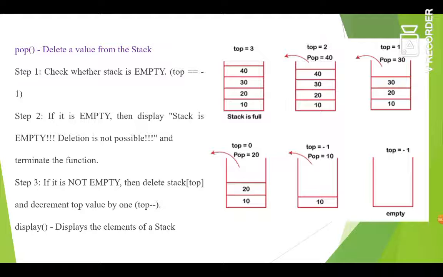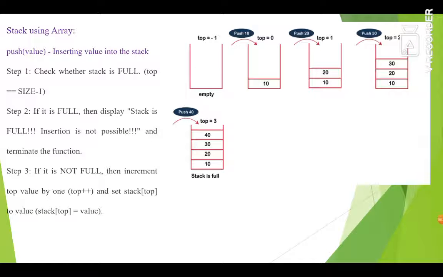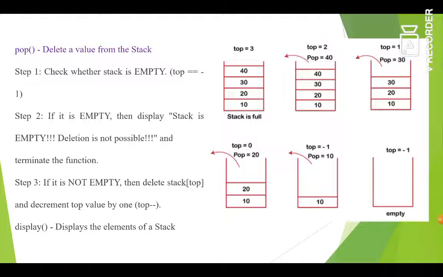Similarly, to perform a deletion operation, again 3 steps are used. Before deleting an element, we have to check whether it is an empty stack or not. So how can we check for an empty stack? If top is equal to -1, it implies that it is an empty stack. If the stack is empty, you cannot remove any elements because the stack does not contain any elements. So you have to give the error message, deletion is not possible, and you can terminate the function.